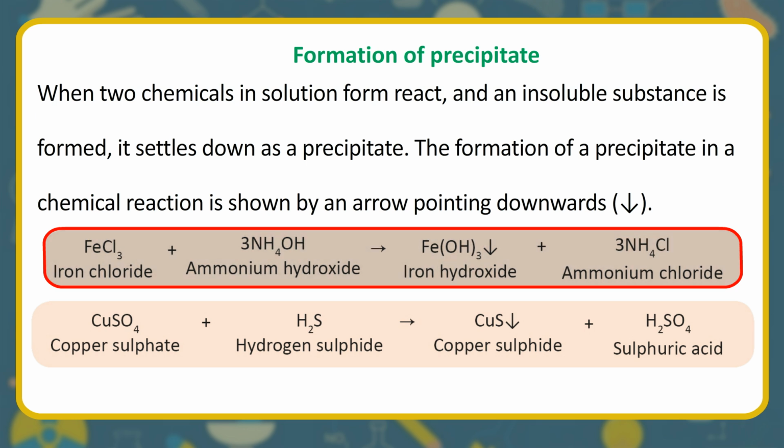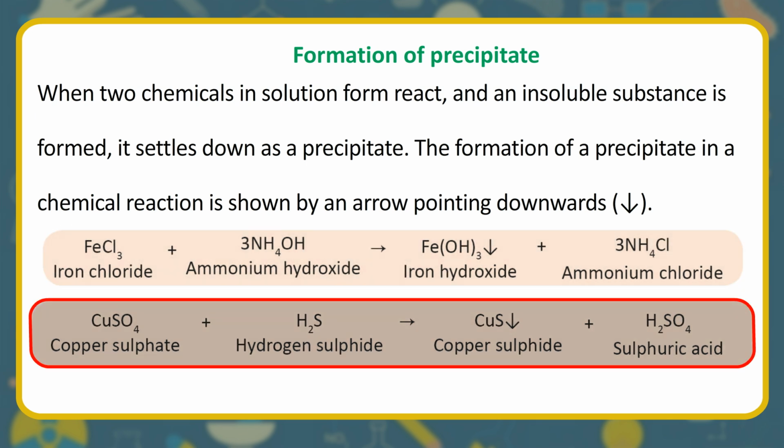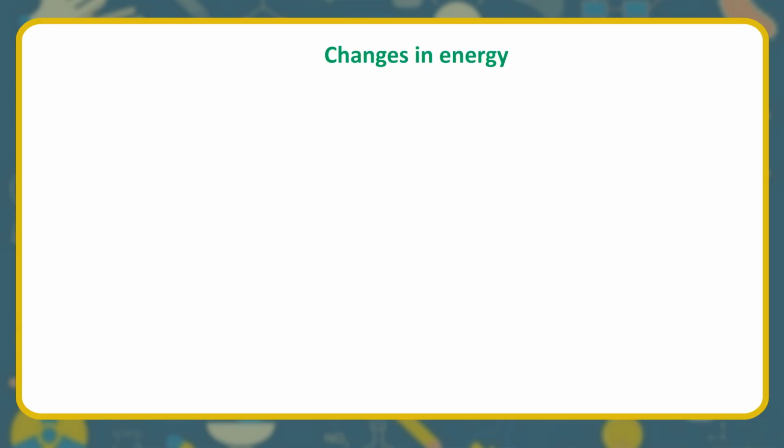FeCl3, iron chloride, plus 3NH4OH, ammonium hydroxide, gives Fe(OH)3, iron hydroxide, plus 3NH4Cl, ammonium chloride. CuSO4, copper sulfate, plus H2S, hydrogen sulfide, gives CuS, copper sulfide, plus H2SO4, sulfuric acid. Changes in energy.